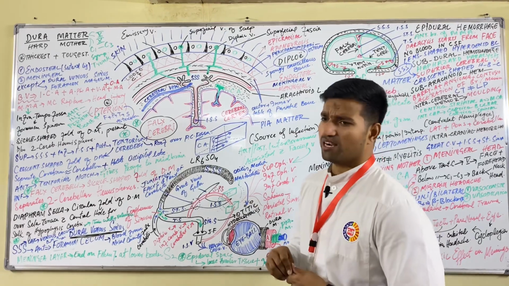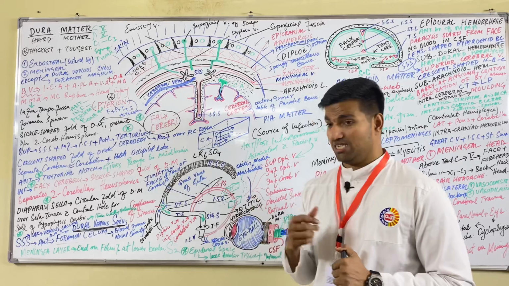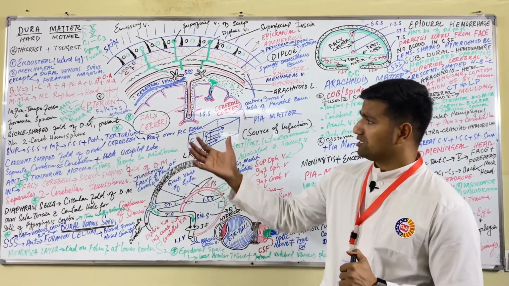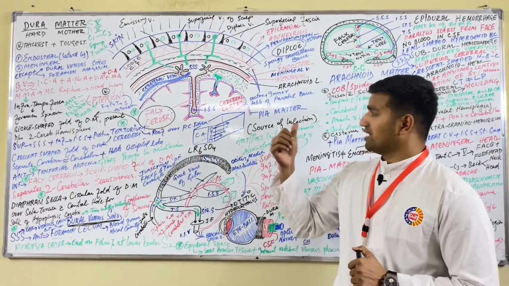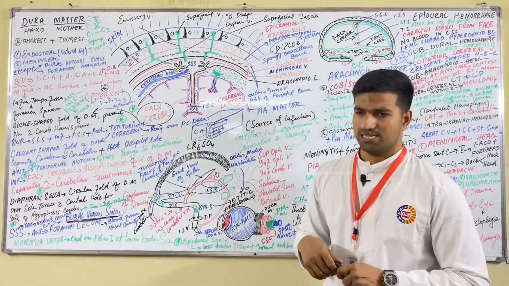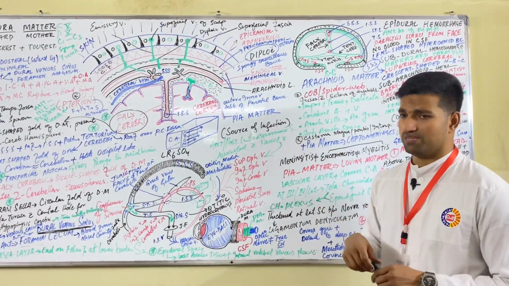Bismillahirrahmanirrahim. Today we have talked about the covering of the brain and spinal cord, called meninges. We discussed three layers: dura mater, pia mater, and arachnoid mater. Then we talked about dural venous sinuses. Then we discussed five types of hemorrhages and headaches associated with meninges.